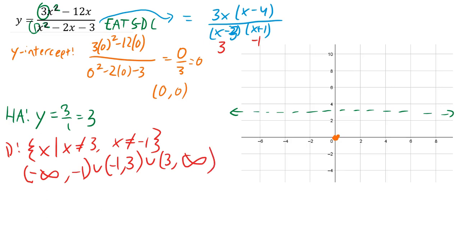Next I do canceling. Nothing to cancel. Then I do holes. Holes come from the things that cancel. Nothing canceled, so there are no holes.